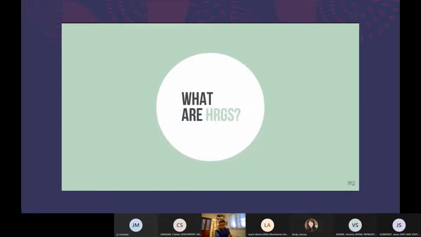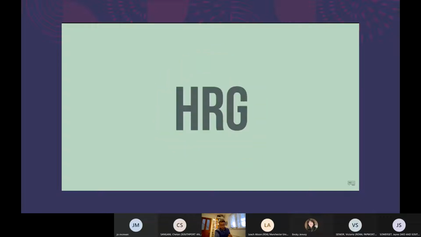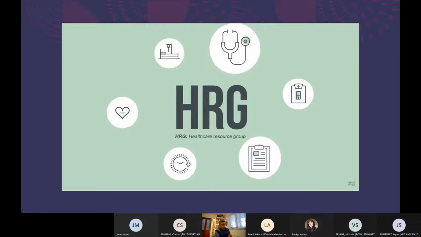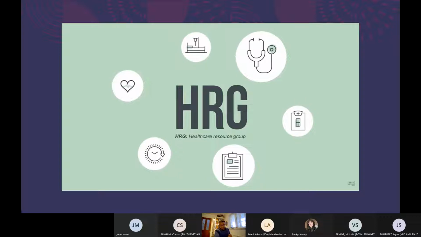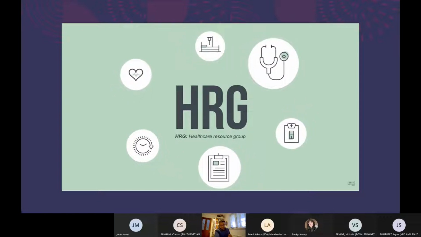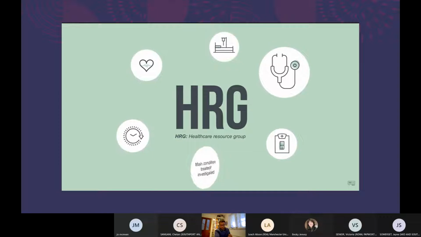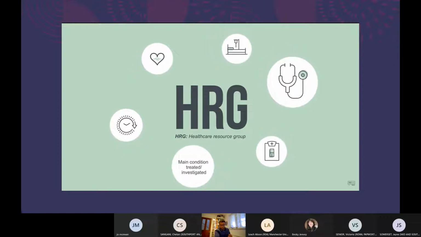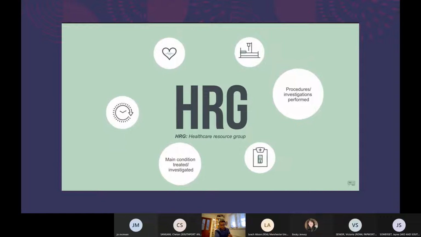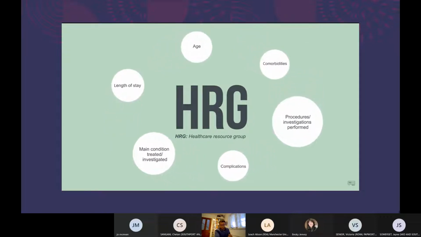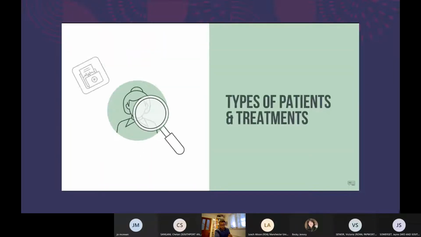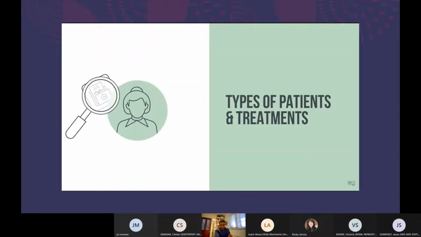What are Healthcare Resource Groups, or HRGs? A Healthcare Resource Group, HRG, is a grouping of diagnoses and/or procedures which are similar in terms of care delivered and the resource used. In order to reflect the complexity of care delivered, HRGs capture main condition treated, investigated, procedures, investigations performed, comorbidities, complications, age, length of stay. Healthcare resource groups offer organisations the ability to understand their activity in terms of the type of patients they care for and the treatments they undertake.